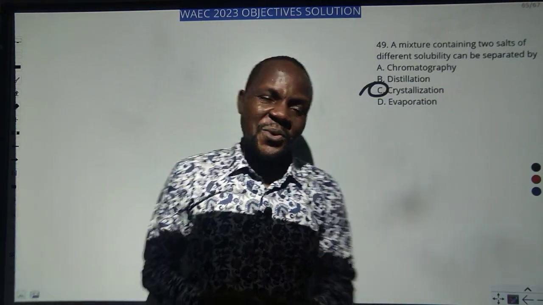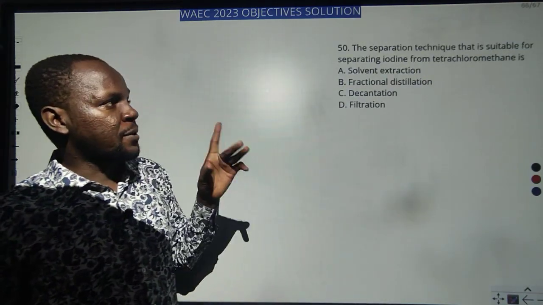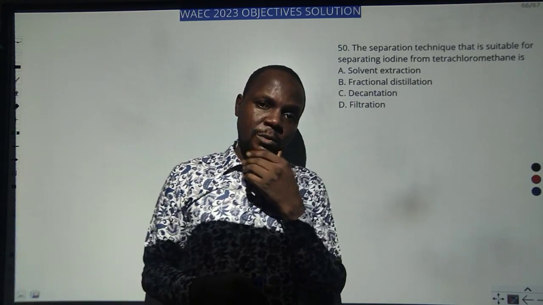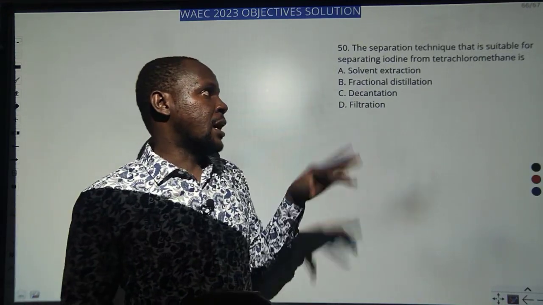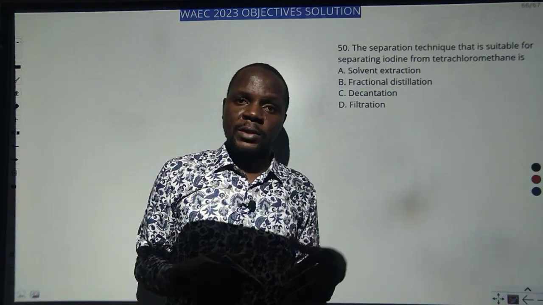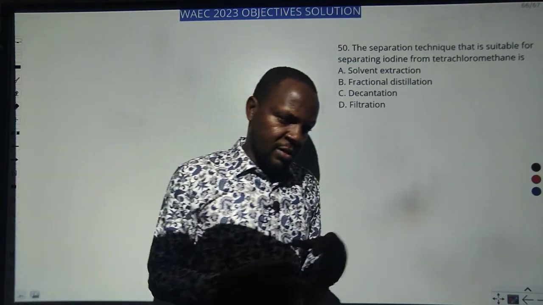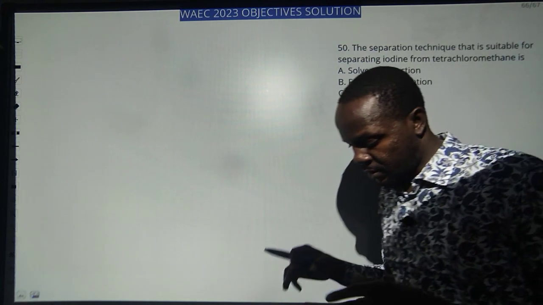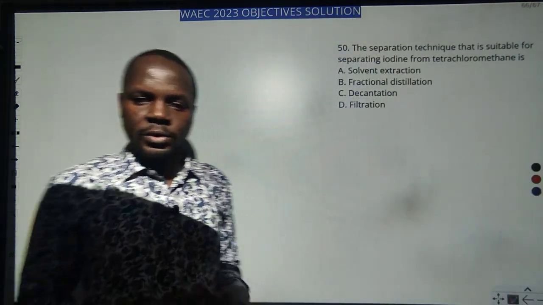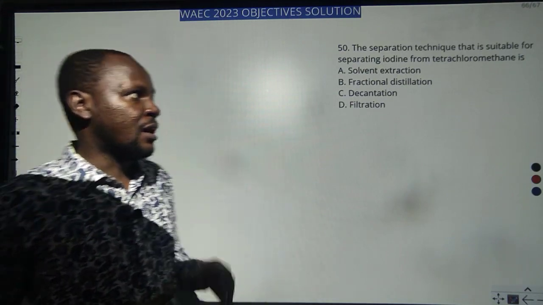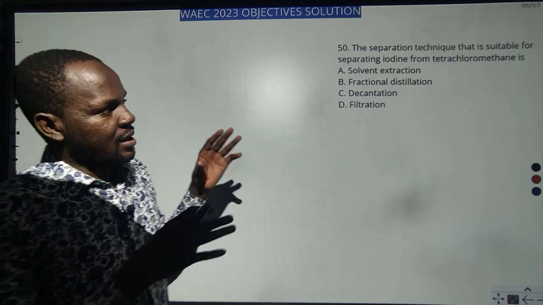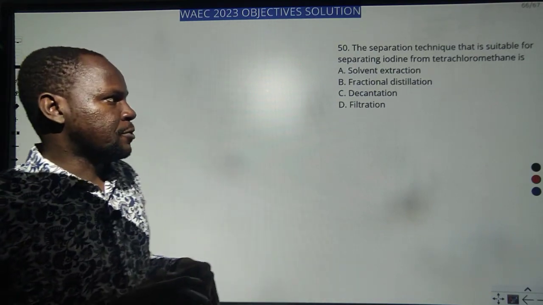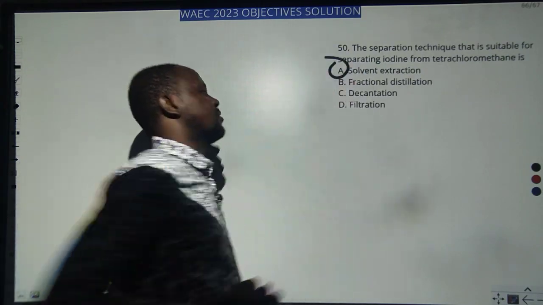Admin can show the last question I'm solving. Number 50. The separation technique that is suitable for separating iodine and tetrachloromethane should be dash. Iodine. Now, normally you should think of iodine crystals to sublime. But if you watch, sublimation is not there. So the next thing you think about is, can iodine dissolve in tetrachloromethane? What is the solvent for iodine? Benzene, right? So because of that, you're talking about solubility again. So be careful to know that it is going to be solvent extraction.